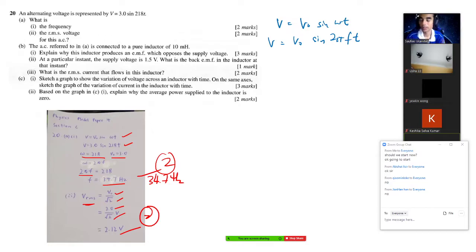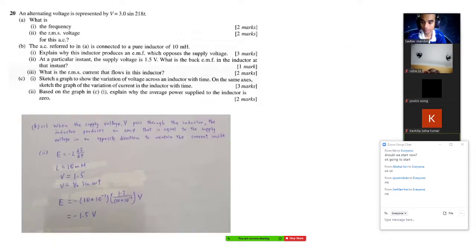20b, the AC referred in A is connected to a pure inductor of 10 millihenry. Explain why this inductor produces an EMF that will oppose the supply voltage. Why is it opposed to the supply voltage? When the AC flows in the inductor, magnetic flux increases through the conductor very sinusoidally.